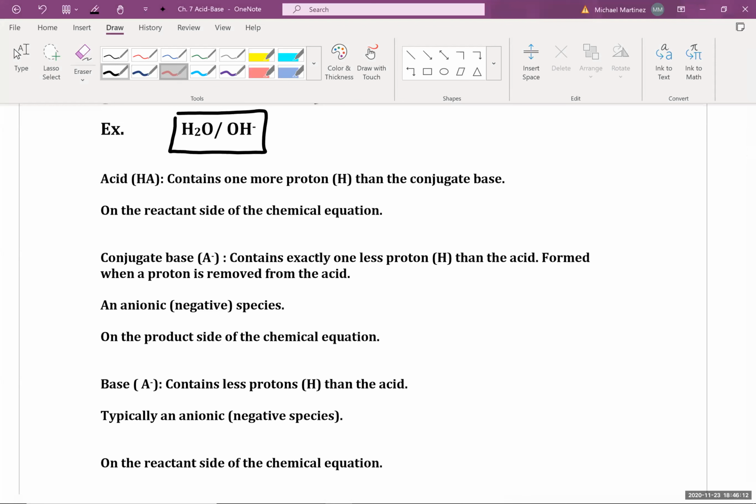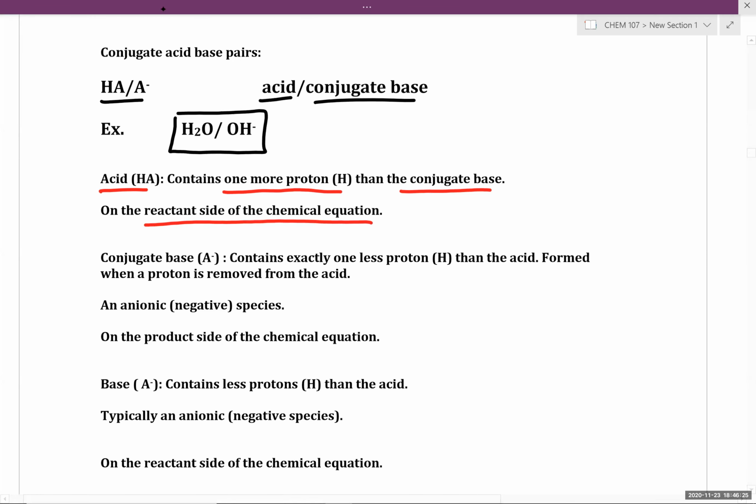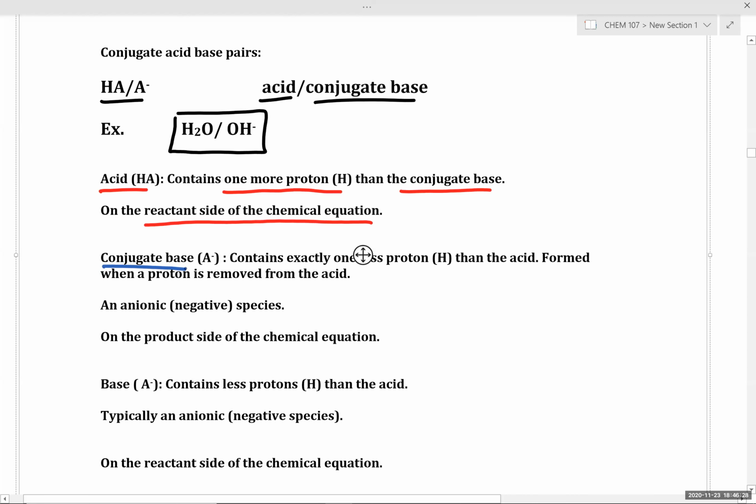Now, the conjugate acid-base pairs have very strict definitions. The acid contains 1 more proton than the conjugate base, and it's on the reactant side of the chemical equation. The conjugate base contains exactly 1 less proton than the acid, and it's formed when a proton is removed from the acid. The conjugate base is typically an anionic species, not always, and by definition, it is on the product side of the chemical equation. It's produced.